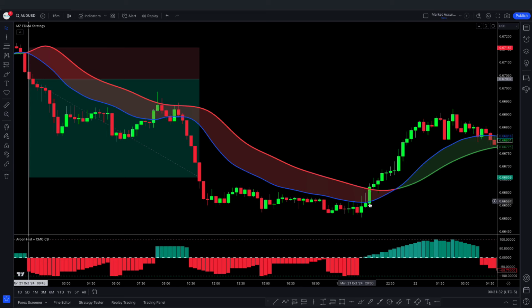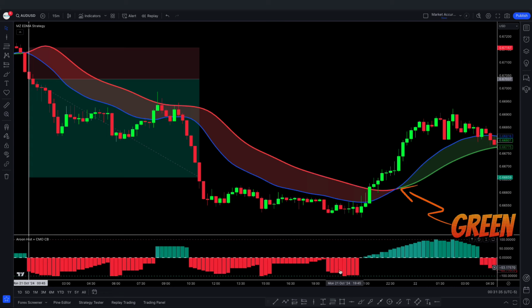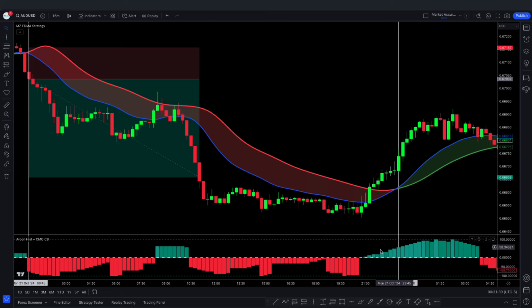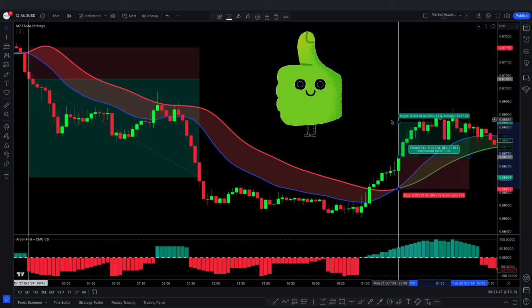Looking further, you can see a buy trade here. First look at the both EDMA scalping indicator lines crossing each other, and the color of the EDMA line turns green. Now if we look at the second indicator, the plot makes a bullish column above the zero level. If this condition is fulfilled, then we will place a buy order. And you can see this trade is profitable.